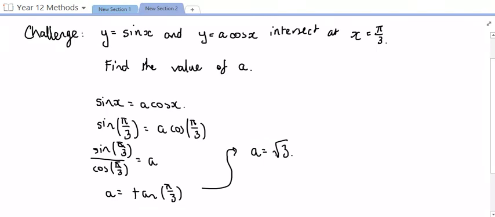I have a feeling on the actual exam the question was the other way around, but anyway, it doesn't make a real lot of difference.